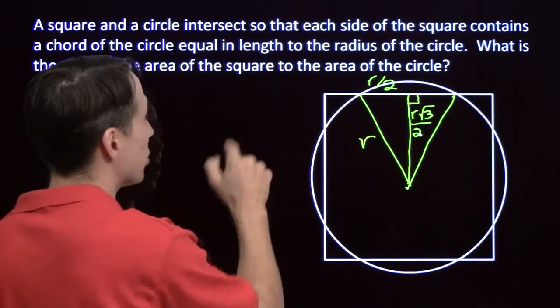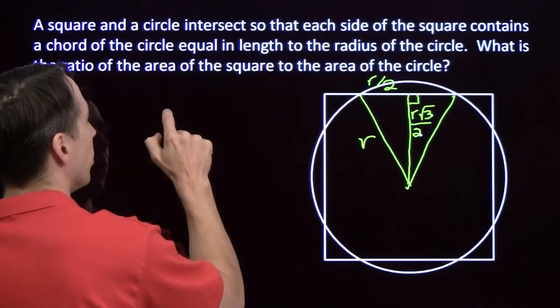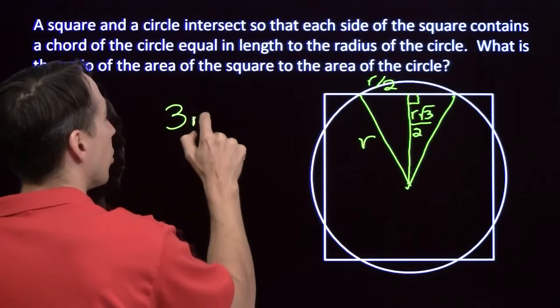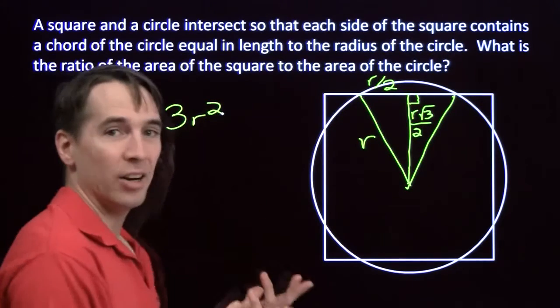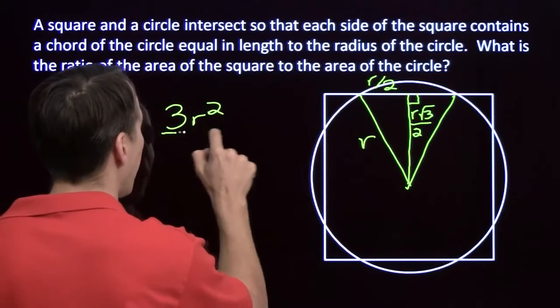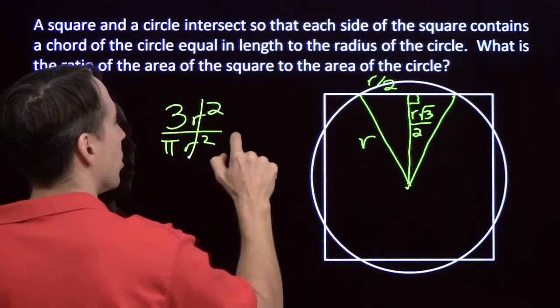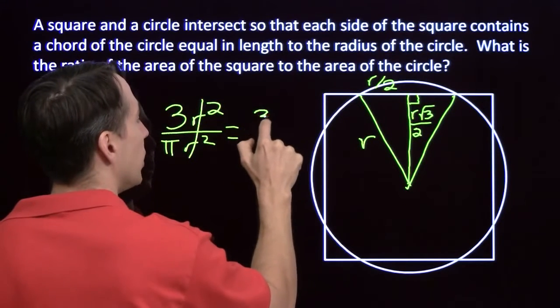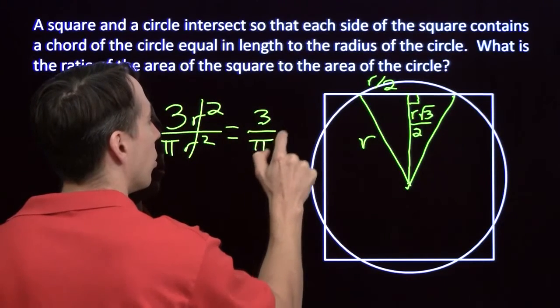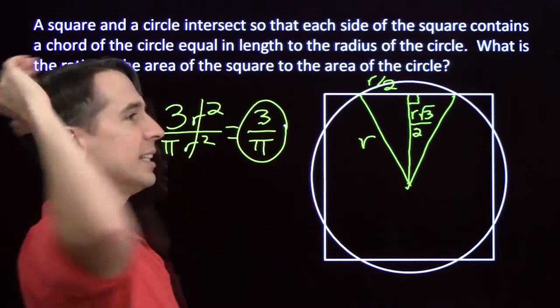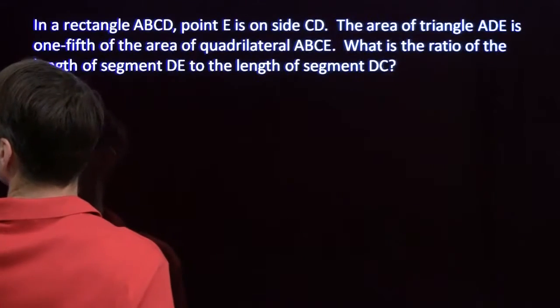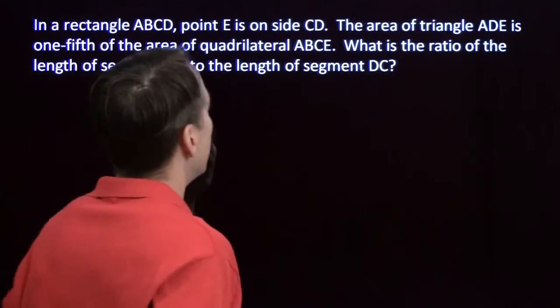So the area of the square, we square r times the square root of 3, and we get 3r squared. Of course, the area of the circle, that's pretty easy. That's just pi r squared. We cancel out the r squareds, and we get our ratio: 3 over pi. Yes! All right, on to the second problem, Harvey.